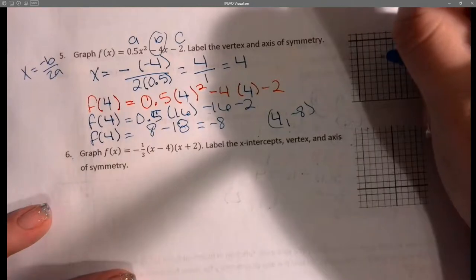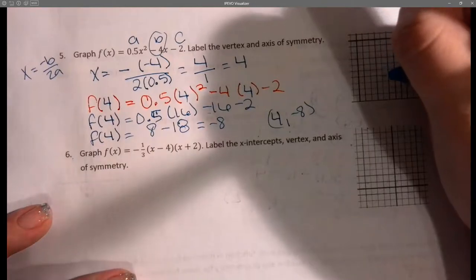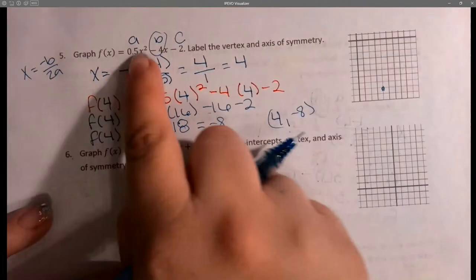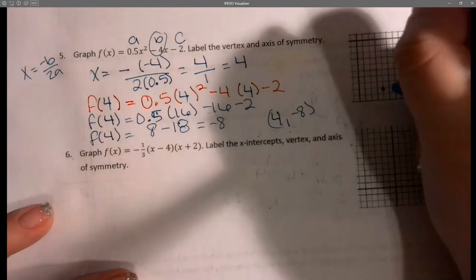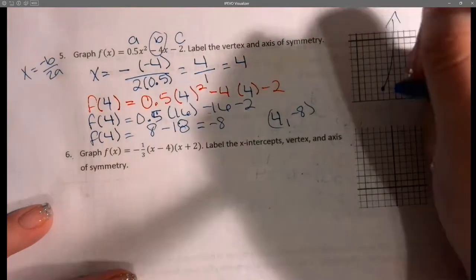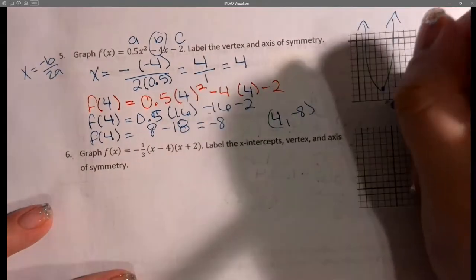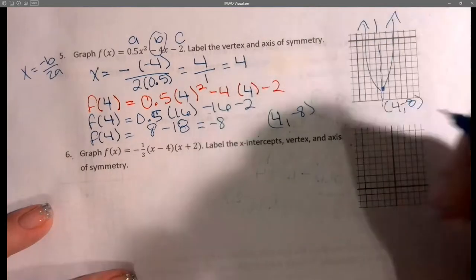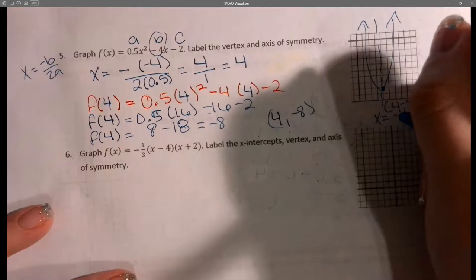1, 2, 3, 4, 5, 6, 7, 8. And then it has a positive a value, so that means it's opening up. My vertex is 4, negative 8. And then my axis of symmetry is x equals 4.